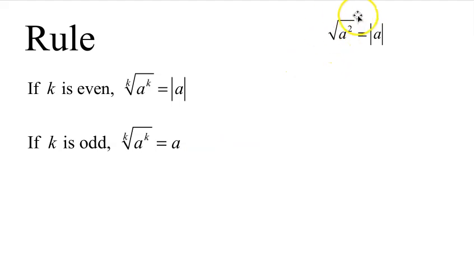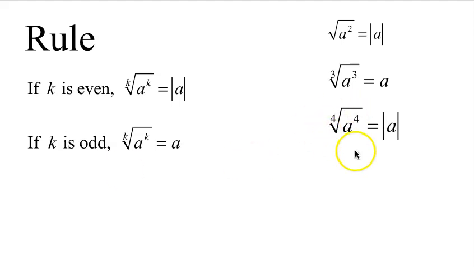fifth root of a to the fifth, a, seventh root of a to the seventh is a. So indeed, the square root of a squared is the absolute value of a. The cube root of a cubed is a. Here's the notation for the fourth root. We would need to have 4 factors repeated to deal with the fourth root. The fourth root of a to the fourth is absolute value of a. The fifth root of a to the fifth, again, that's an odd power, will just be a. So again, if k is even, kth root of a to the k is absolute value of a. If k is odd, the kth root of a to the k equals a. And that will conclude this lesson.